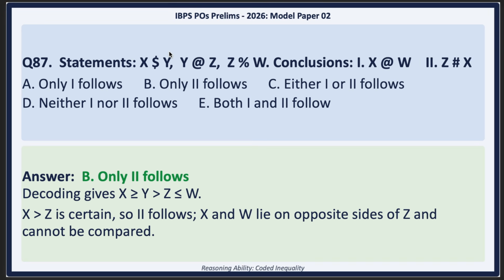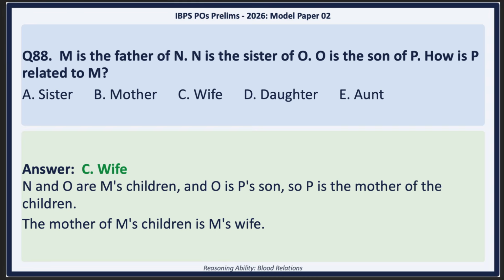Yes, blood relation problems. These require methodical mapping, very much like our earlier seating arrangement, but you are mapping generational hierarchies instead of physical space. I always laugh about how convoluted these sound compared to normal family gossip. Like question 88 says, M is the father of N, is the sister of O, is the son of P. How is P related to M?